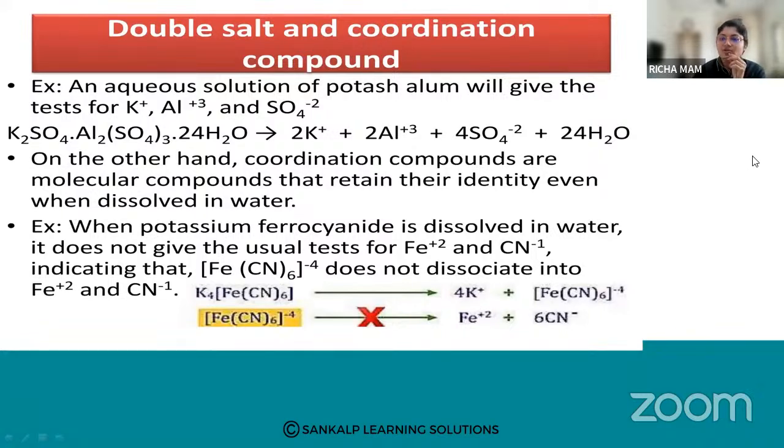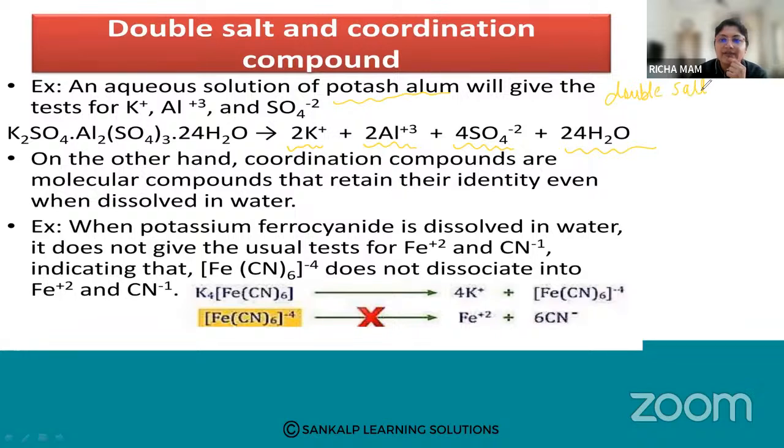Yes. So just now what we had discussed, the same they have given. Now suppose I have potash alum, and if I add it in water, how will it dissociate? It will dissociate into its simple ions. You can see 2K+, 2Al3+, 4SO4 2- and 24H2O. Right. So this is the way when we have a double salt.